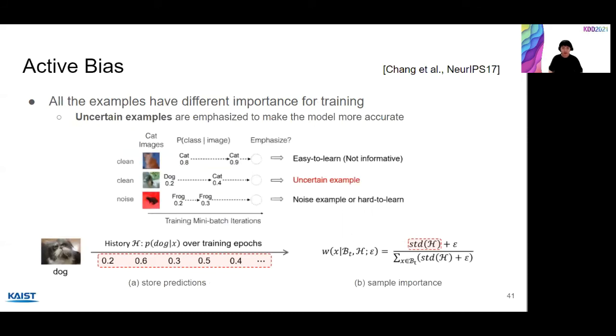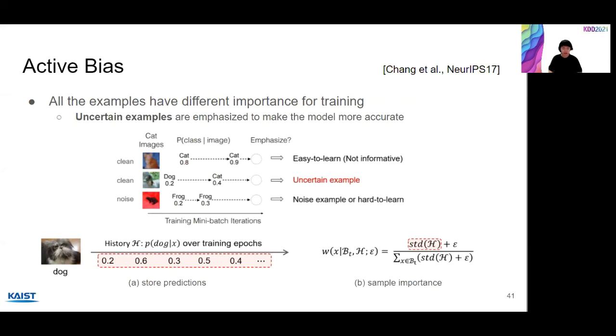So I prepared three recent works in this direction. The first one is Active Bias. Naturally, all the training examples have different importance for training, isn't it? So for example, there are three images labeled as cat here. Two are clean ones and one is a noisy one.